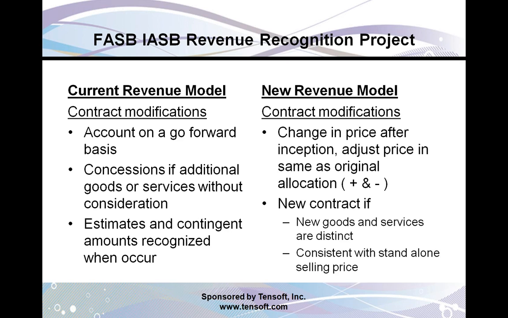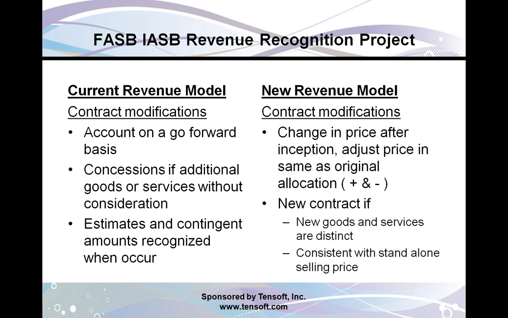Contract modifications. In our current model, we typically account for those modifications on a go-forward basis. And we consider there to be concessions if additional goods and services are added to a contract without additional consideration. And estimates and contingent amounts are recognized when they occur.